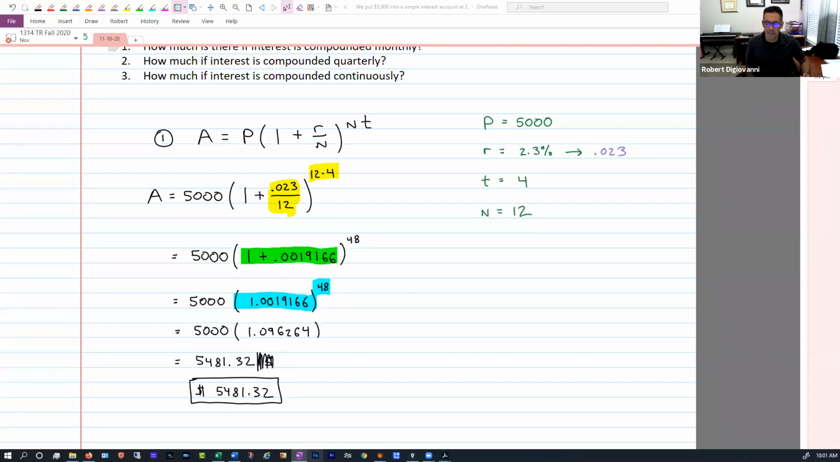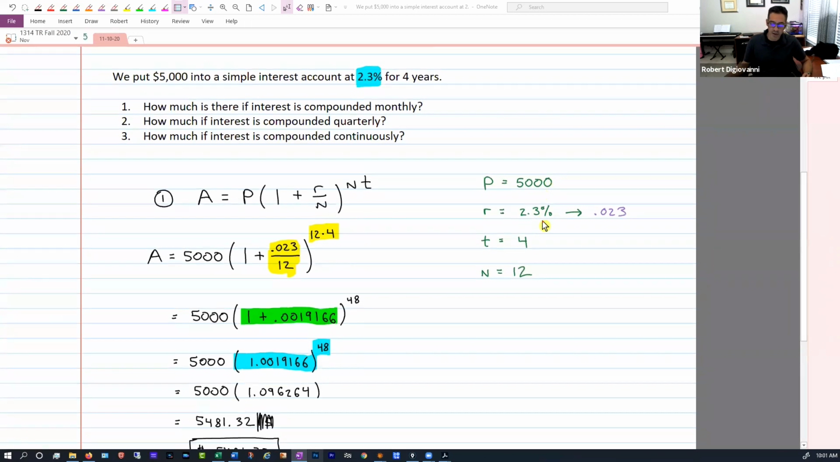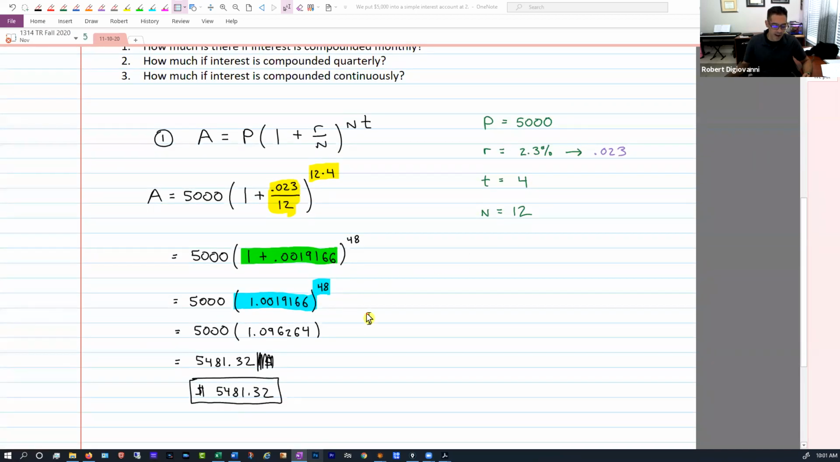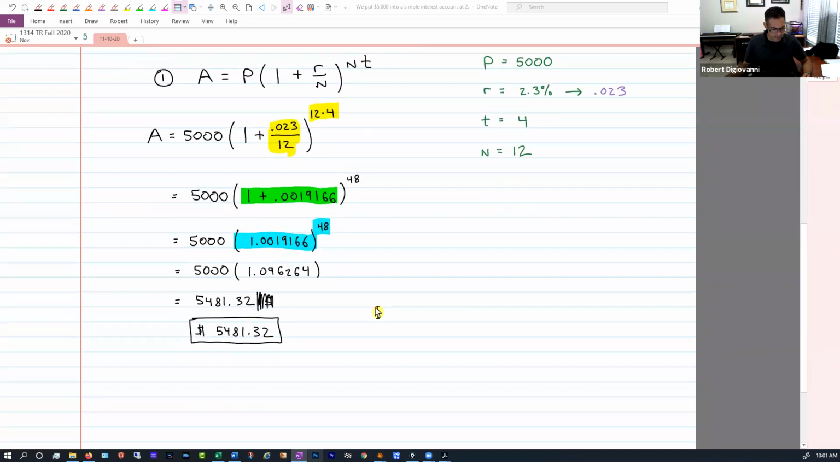All right, so if we put $5,000 away at 2.3% interest and we leave it in there for 4 years, we will have gained how much money? Looks like about $481. That's how much money the bank gave us to borrow our money. But we couldn't touch it. It's very important. We weren't allowed to take any money out. We could not touch that money for 4 years.